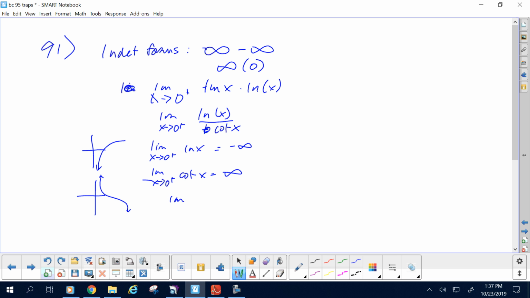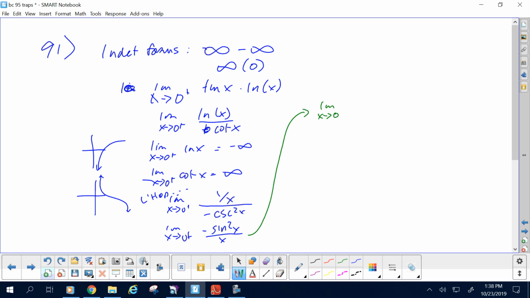So limit as x goes to 0 of, by L'Hopital, 1 over x over, what's the derivative of cotangent? Negative cosecant squared. I definitely don't want to play with that, so I'm going to clean it up. Isn't that negative sine squared? Yeah, negative sine squared in the numerator, yeah? Okay, cool. What do I get now? You get something that's still indeterminate, so do it again.